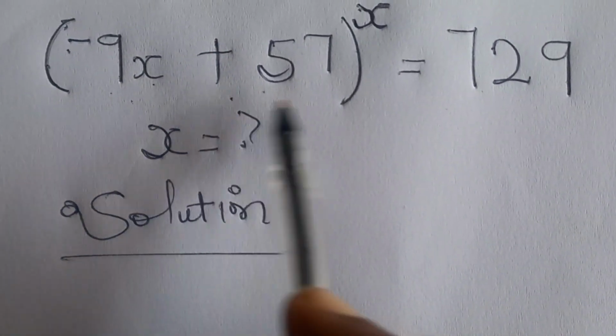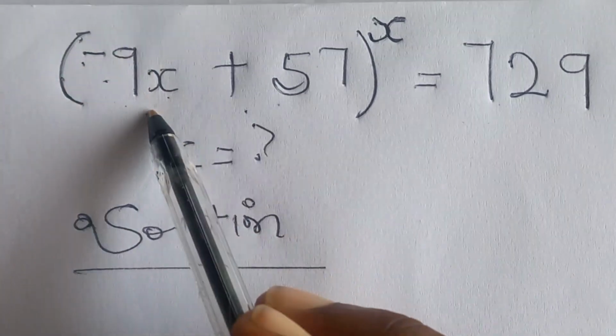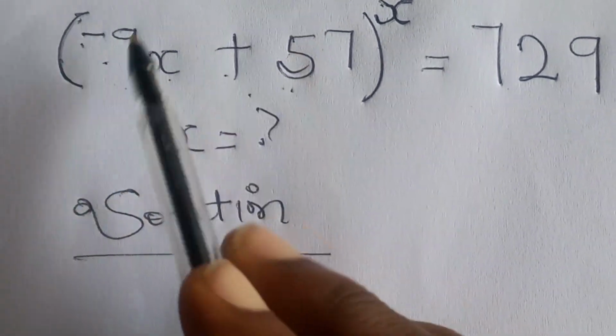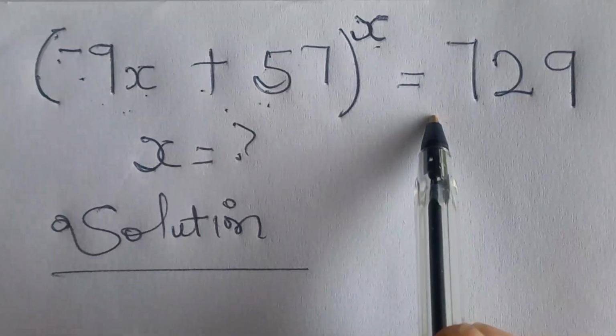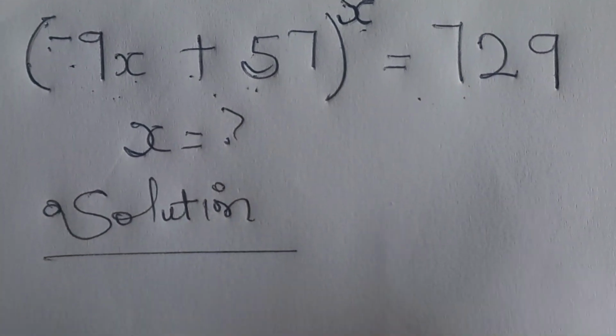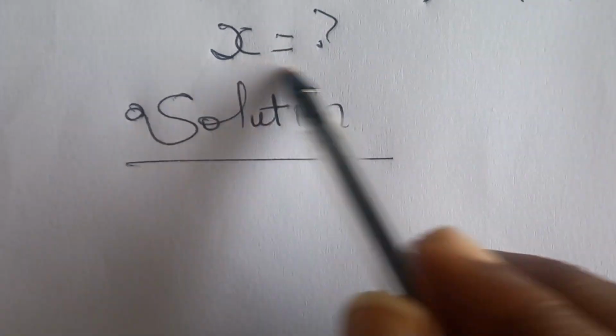So we are looking at this equation. We have (-9x + 57)^x = 729. So in this case, we are looking for the value of x.